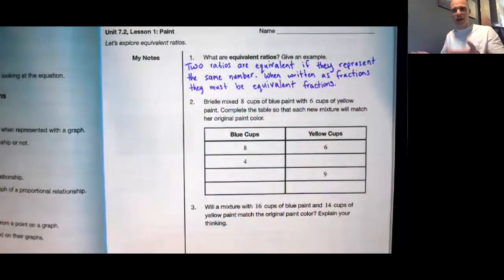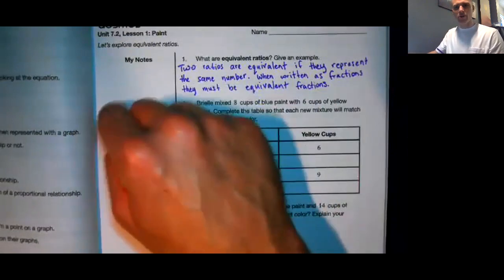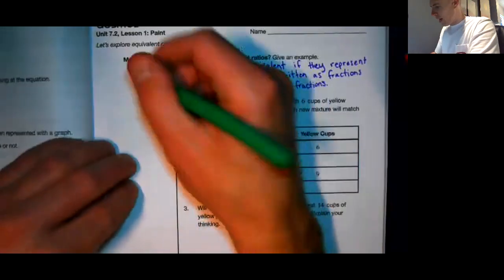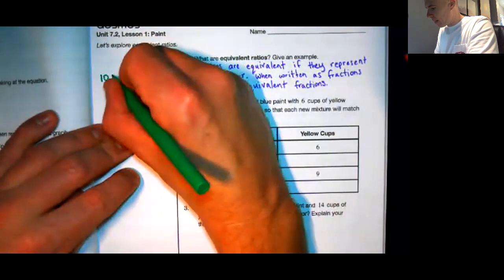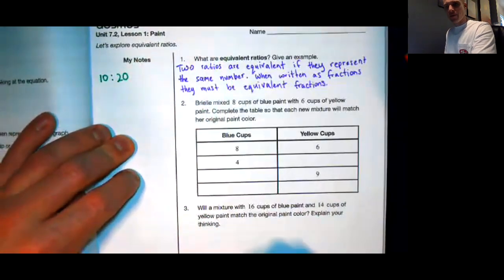And so remember, equivalent fractions are just fractions that are written differently, but when fully simplified, if you like that term, they wind up representing the same number, right? So let's put a couple of examples over here in the My Notes area. There are multiple ways you can write ratios, right? One way that people write ratios is with a colon. So you might have 10 of something to 20 of something else.